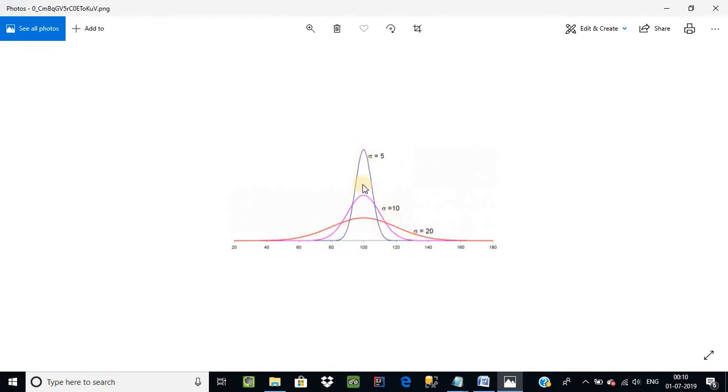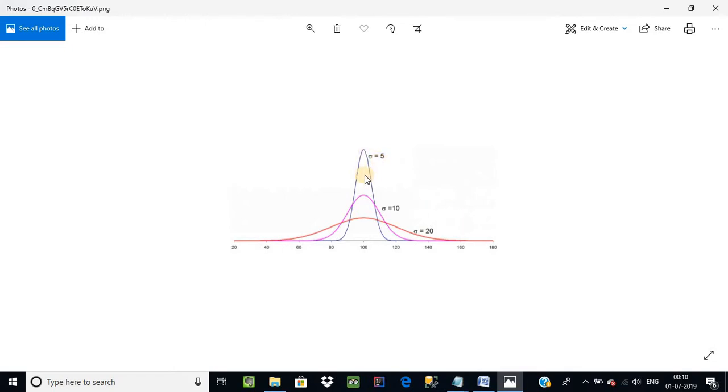As you can see, the mean of these three curves coincide exactly, and the mean is 100. The standard deviation, however, differs. One standard deviation is 5, another is 10, another is 2. As you can see, the smaller the standard deviation, the narrower the peak.